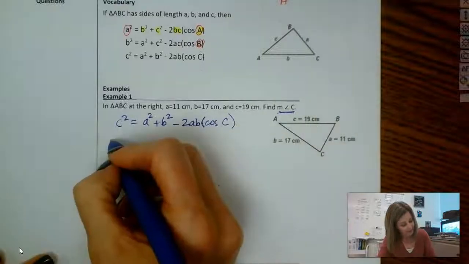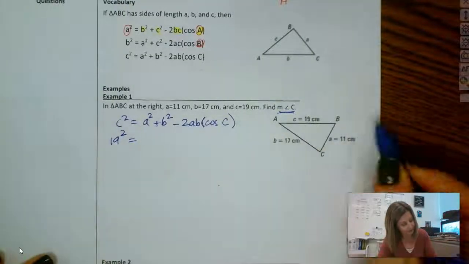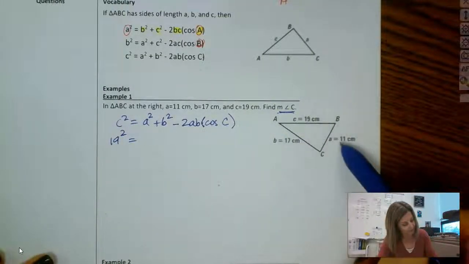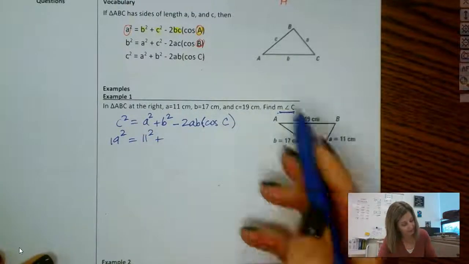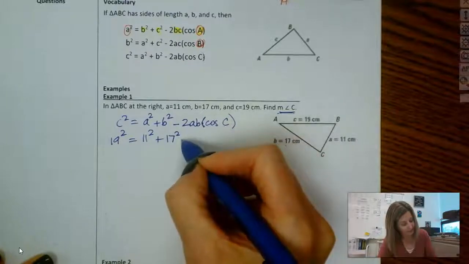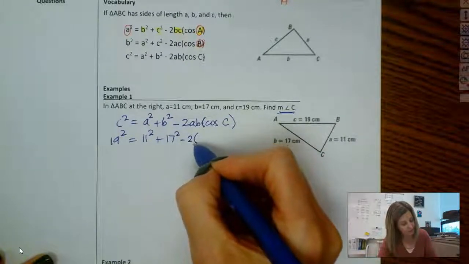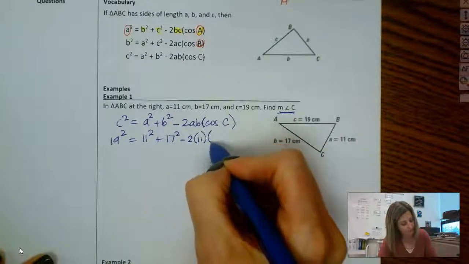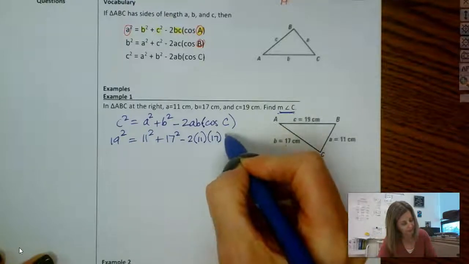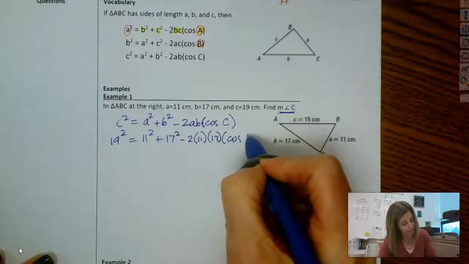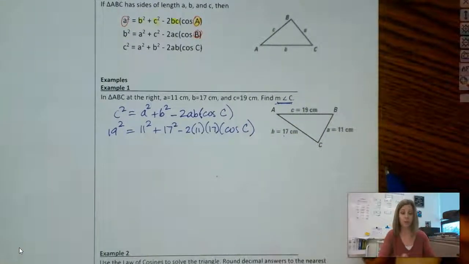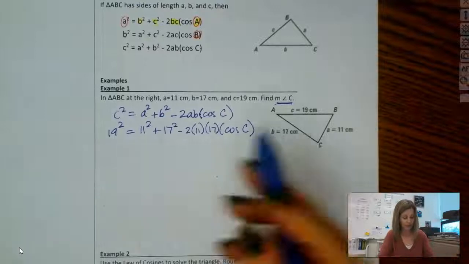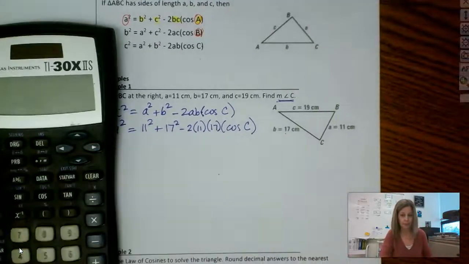All right, C is 19. 19 squared equals, where's A? A is 11. 11 squared, B is 17, plus 17 squared, minus 2 times A, which is 11, times B, which is 17, times cosine, and I don't know the angle, so that's my only variable, my only unknown. Okay, let's simplify some of this.